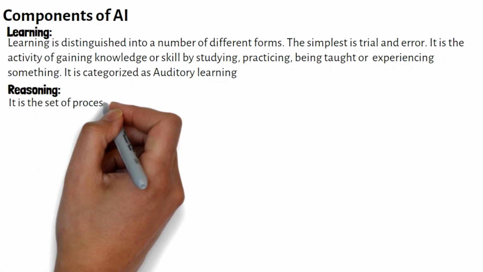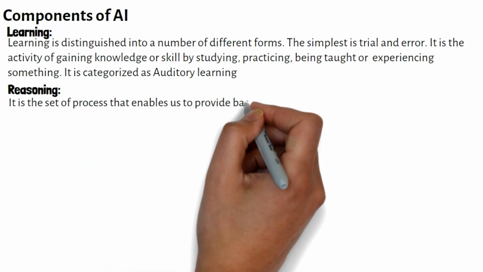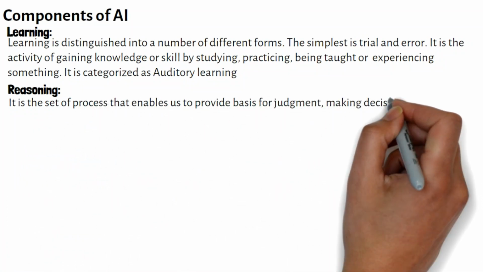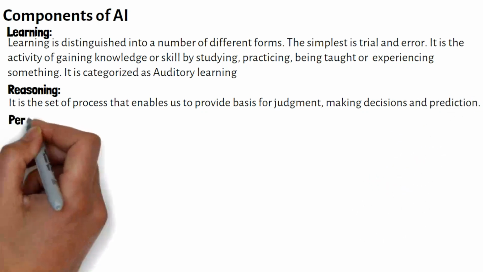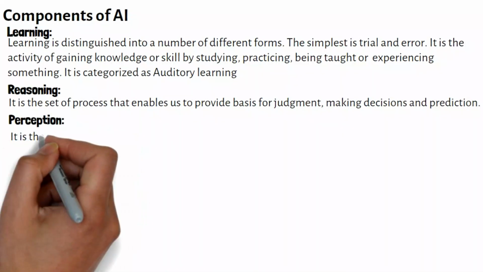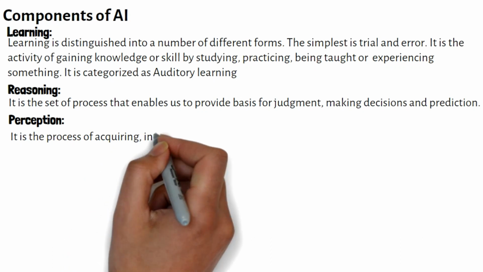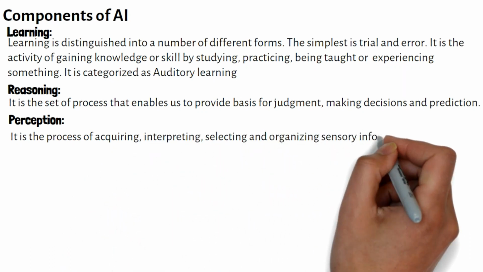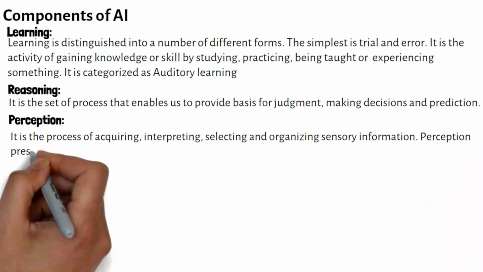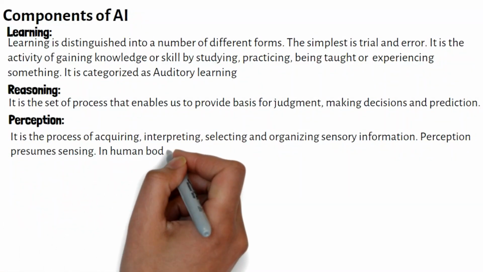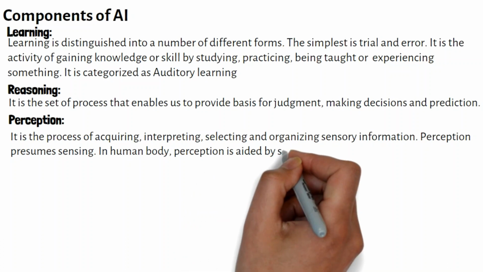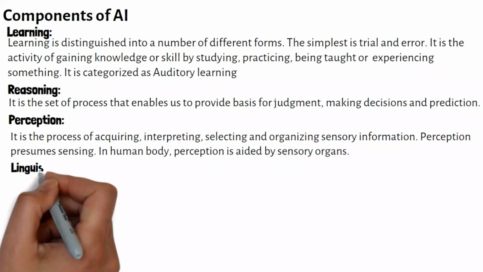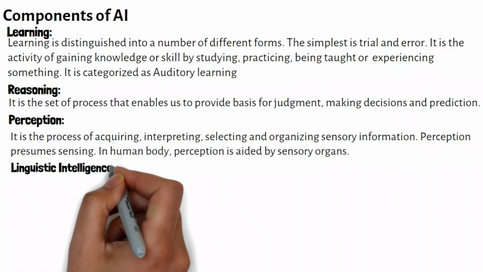Reasoning. It is the set of process that enables us to provide basis for judgment, making decisions, and prediction. Perception. It is the process of acquiring, interpreting, selecting, and organizing sensory information. Perception presumes sensing. In human body, perception is aided by sensory organs.